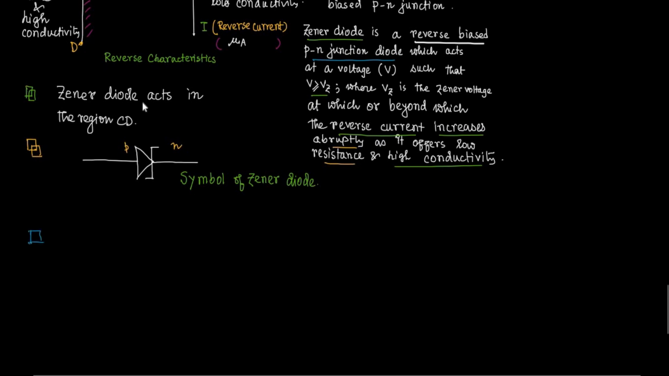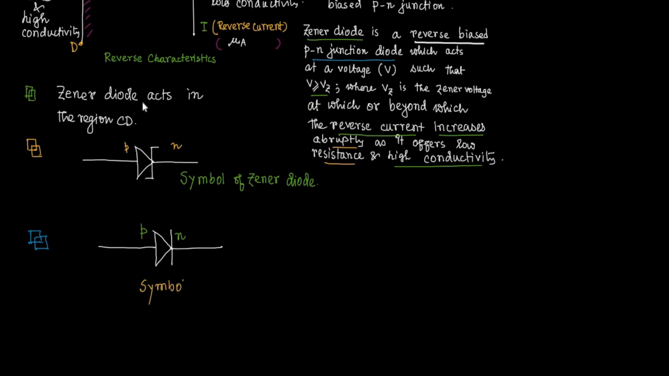And what is the symbol of PN junction diode? Again we have to draw a triangle, this type of triangle, and a vertical straight line. This is the symbol of PN junction diode. Back side is the P side, front side is the N side. This is the symbol of PN junction diode.